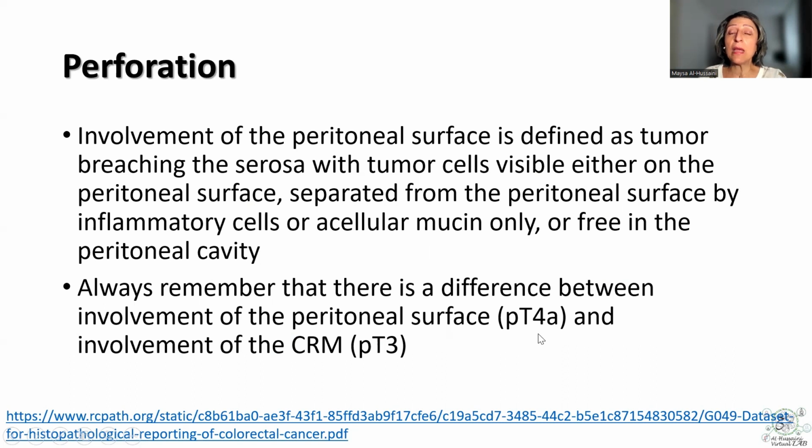Remember, with CRM we're talking about pT3 staging, because CRM is involvement of the non-peritonealized surface. This is considered to be a margin, while with perforation there is perforation of the peritonealized surface with the tumor cells flowing in the peritoneal cavity, and this would really equal pT4a staging.